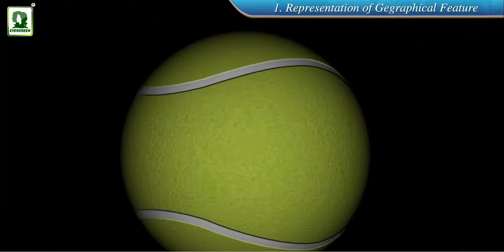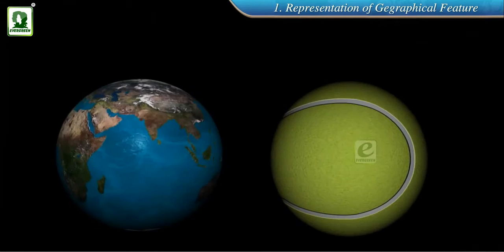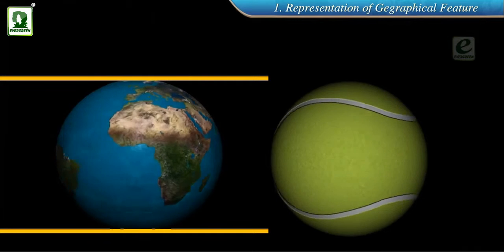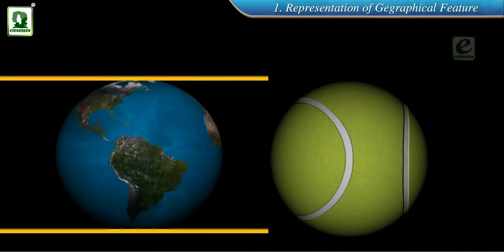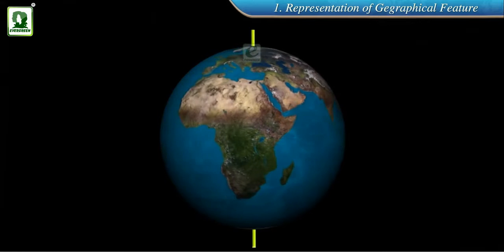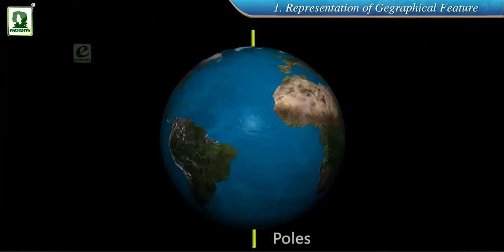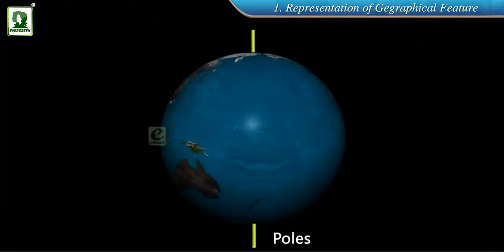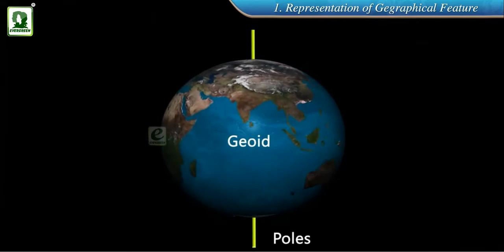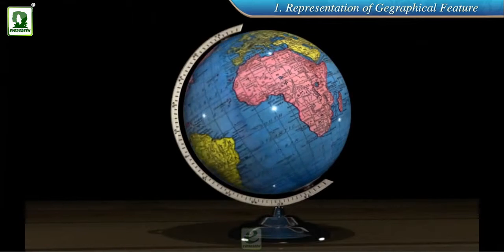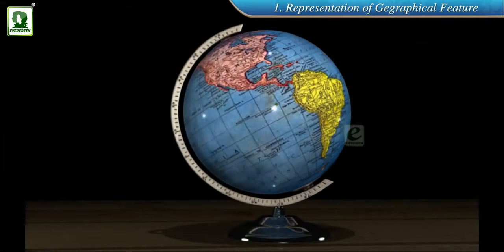We can't take a ball as a model because our Earth is not perfectly round. It has a unique shape. It is slightly flat or depressed at the poles as it spins continuously on its own axis. That is why the poles get flat. Scientists named it the geoid shape. Therefore, globe is called a true model of the Earth which has the same shape.